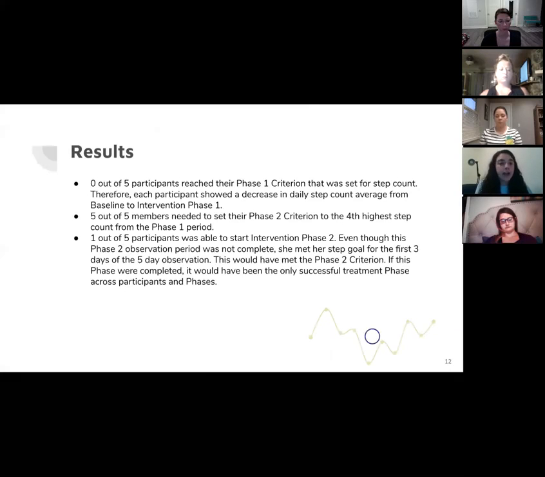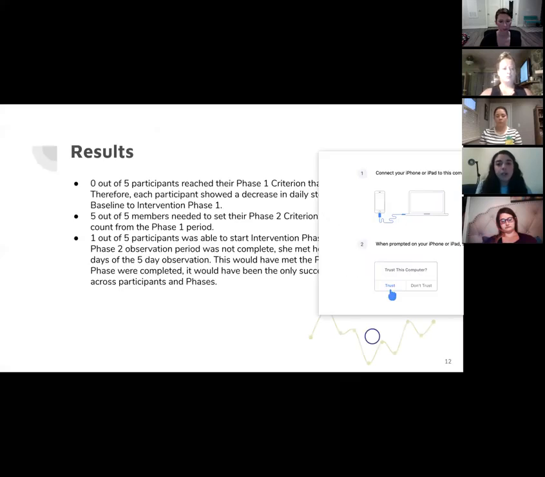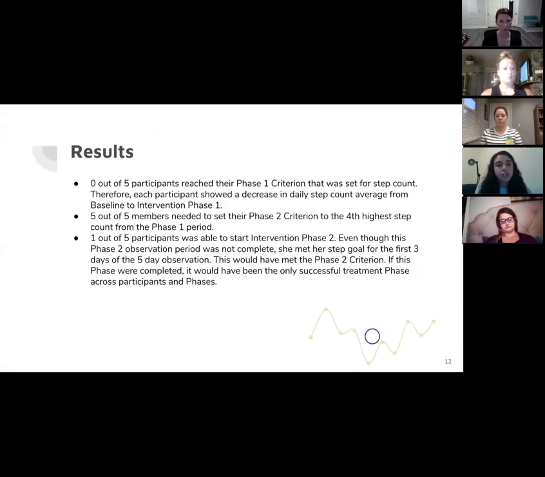So after analyzing all the individual data, we are now able to discuss the results of the study. As Jade mentioned earlier in his presentation, the original study showed that this treatment was effective for 5 out of 6 participants, meaning they increased their daily step goal count. However, our replicated study yields that the treatment was ineffective based on the data that we were able to collect. So our results showed that 0 out of 5 participants reached their phase 1 criterion that was set for step count. Therefore, each participant showed a decrease in daily step count average from baseline to intervention phase 1.